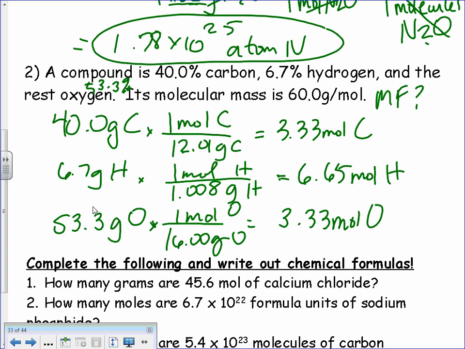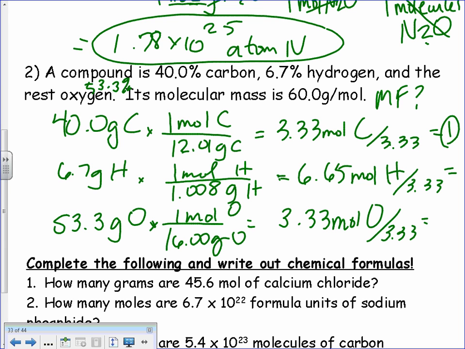Alina? Divide by smallest number of moles. Okay, what's our smallest number of moles, guys? 3.33. We can do this in our head. So divide by 3.33 on every single one. And it doesn't seem like we're gonna have a problem with rounding. Should be full integers. So what's the first one?